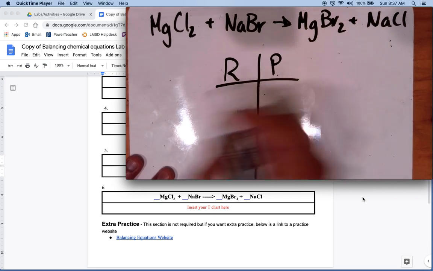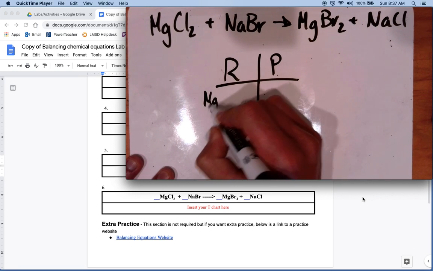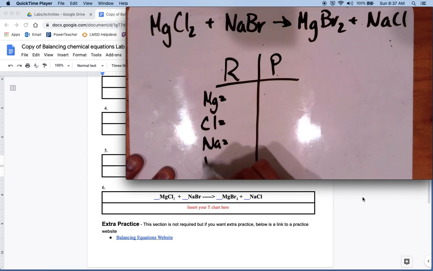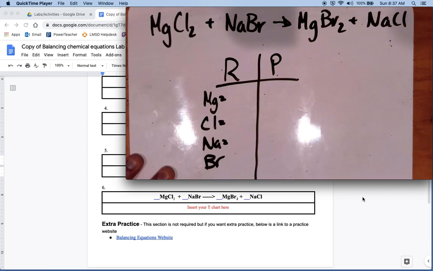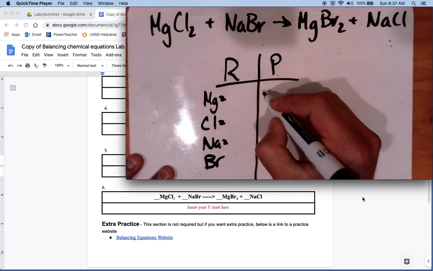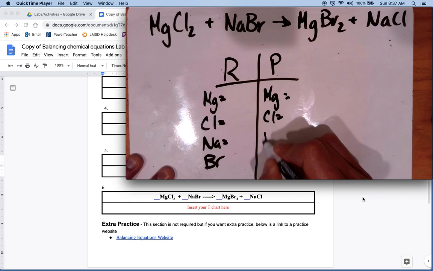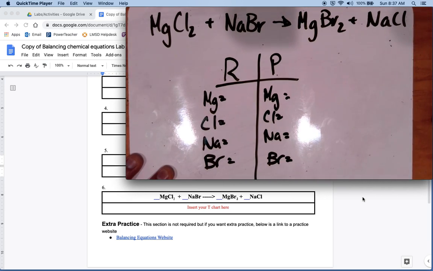Okay. All right. So let's write down what kind of atoms I have. So I have magnesiums, I've got chlorine, I've got sodium, and I've got bromine. Remember, if you think that's a capital I, it's not. It's a lowercase l, right? So now I've got magnesiums, chlorines, sodiums, and bromines on the side too.